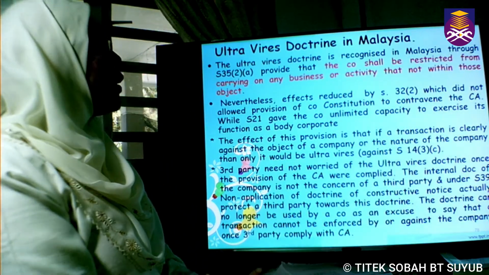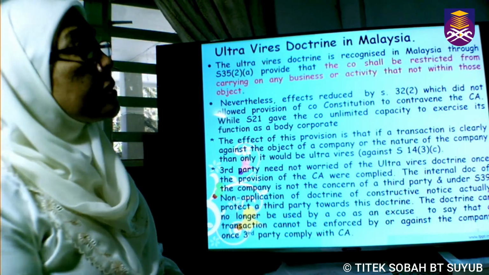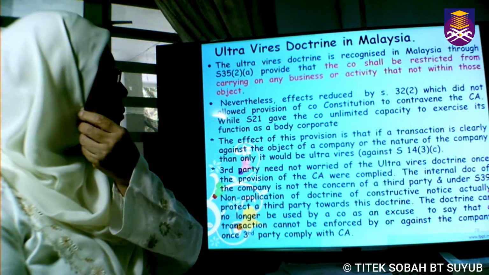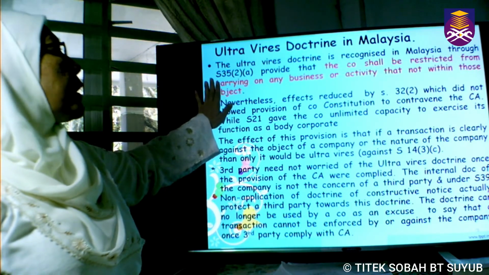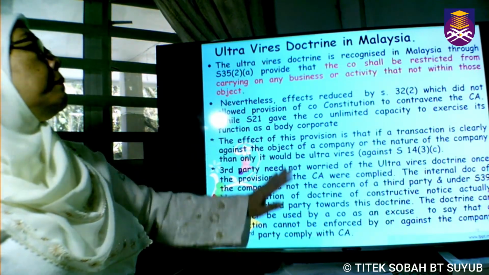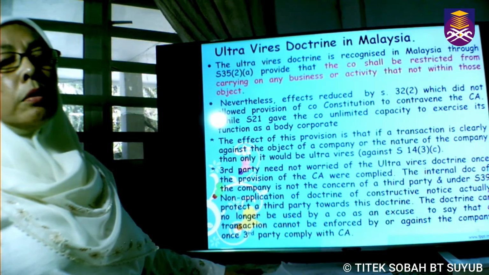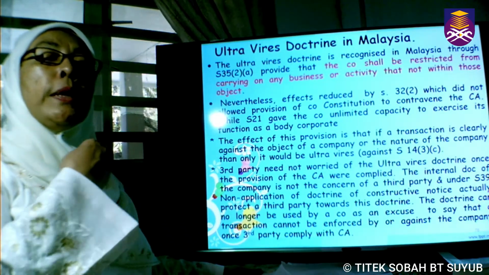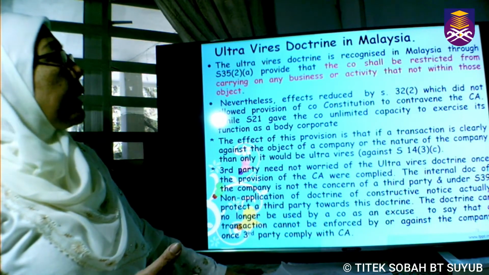Okay? So now let me go on with the doctrine of ultra vires in Malaysia. Yes, actually we did accept this doctrine of ultra vires in Malaysia. Why? Because Section 35 sub 2A provides that the company shall be restricted from carrying on any business activity that is not within those objects. So in other words, through this section, our Companies Act, we actually accept the doctrine of ultra vires. Like we said, if it's not within those objects, it shall be restricted.